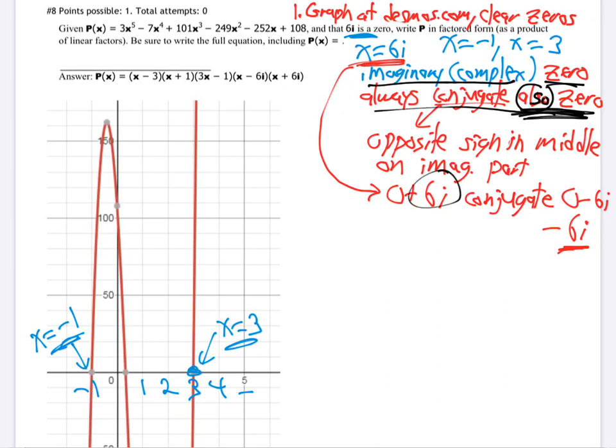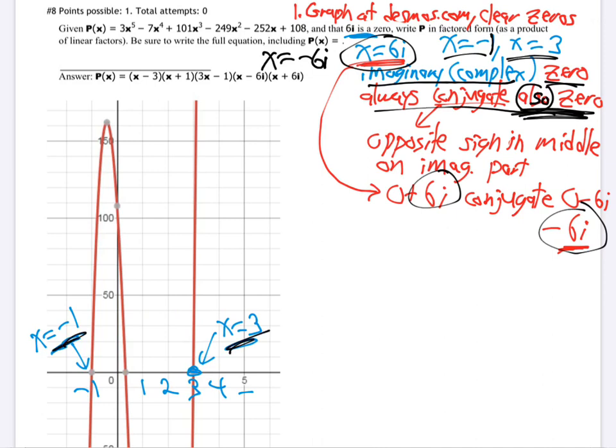So if 6i is one of our zeros, which they told us it is, then minus 6i, the conjugate, the opposite sign in the middle on the imaginary part, is also a 0. So we really know that x equals minus 6i is a 0, as well as x equals regular 6i, and x equals negative 1 and positive 3. We can see those from the graph.